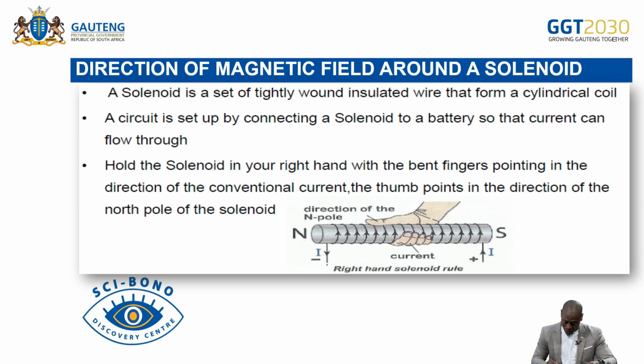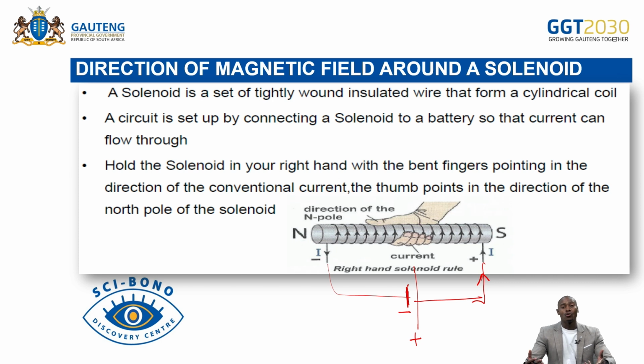For example, let's say you have a battery here, with your negative terminal and your positive terminal. The conventional current flows from the positive terminal to the negative terminal. So this is the direction of the flow of current. So we have current flowing through this solenoid, and obviously around this solenoid there will be a magnetic field. But now we want to determine the direction of this magnetic field.